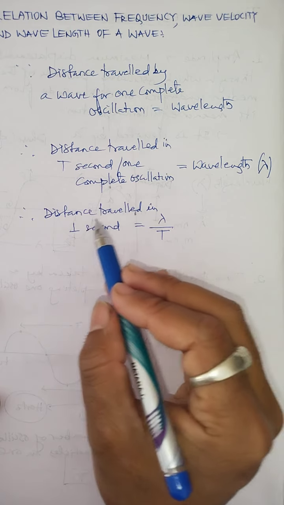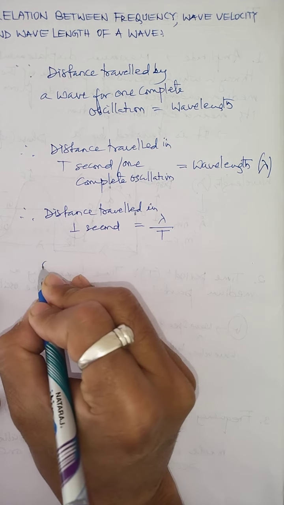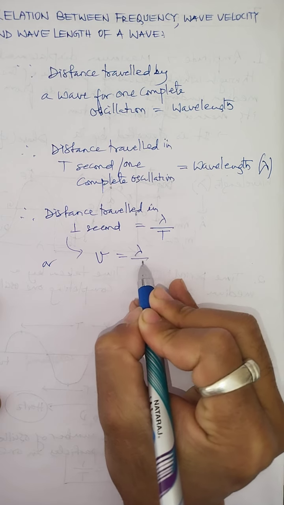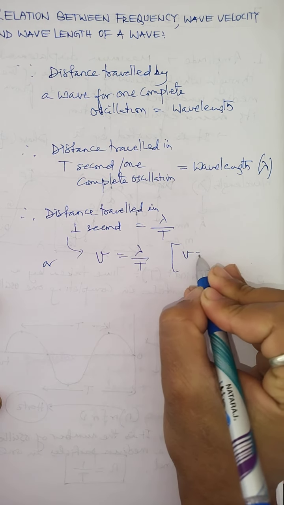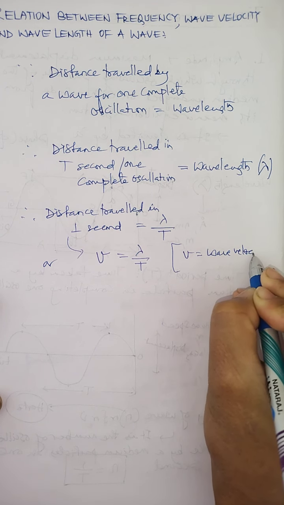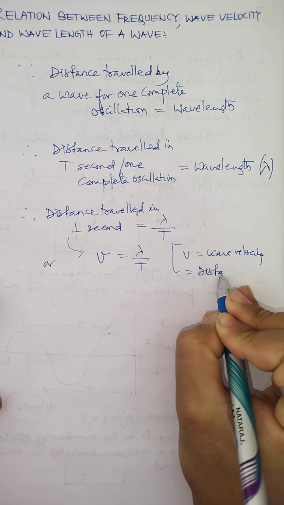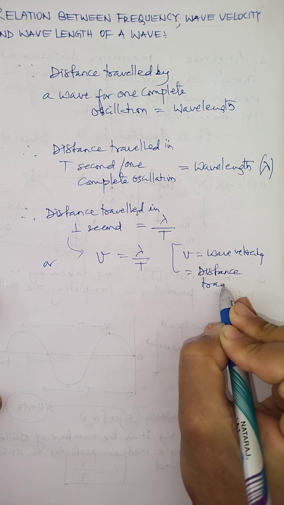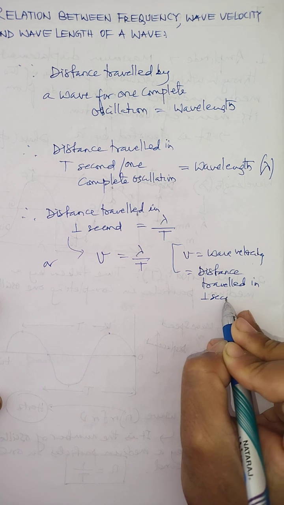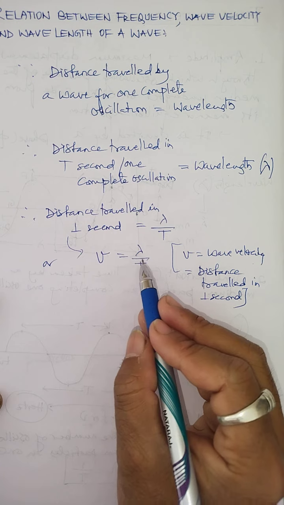Distance traveled by the wave in 1 second is also called wave velocity. Wave velocity is marked by the letter v, so v equals lambda by T. As per the definition, wave velocity is nothing but the distance traveled in 1 second. Distance traveled by the wave in 1 second is called wave velocity. So v equals lambda by T.